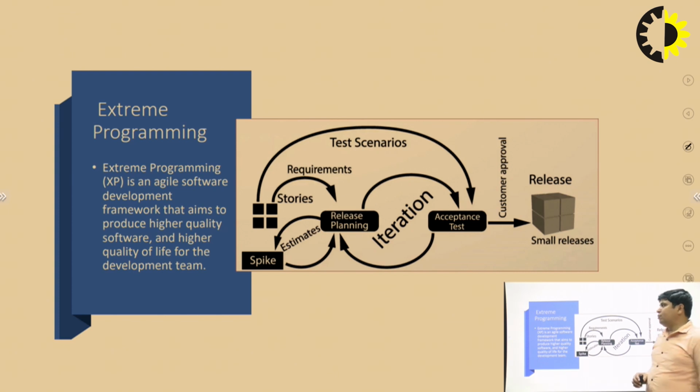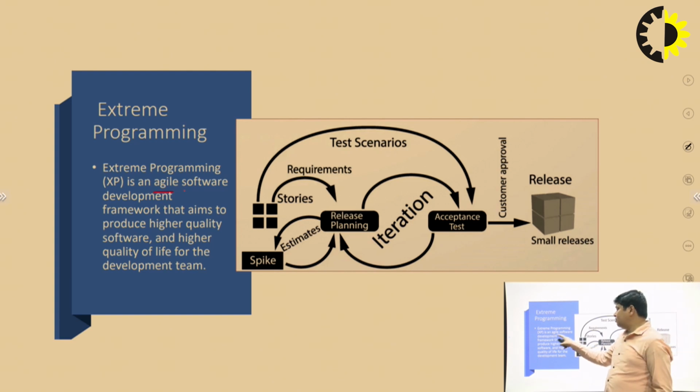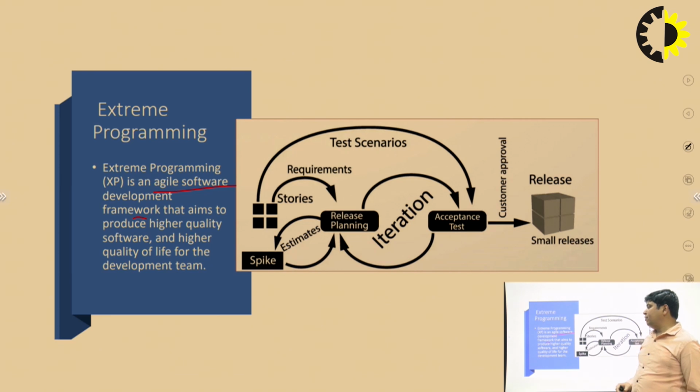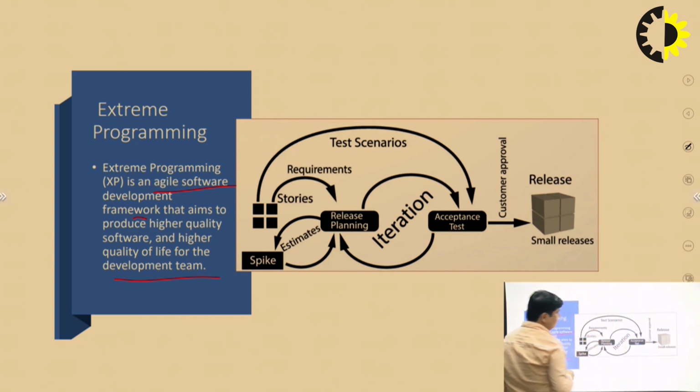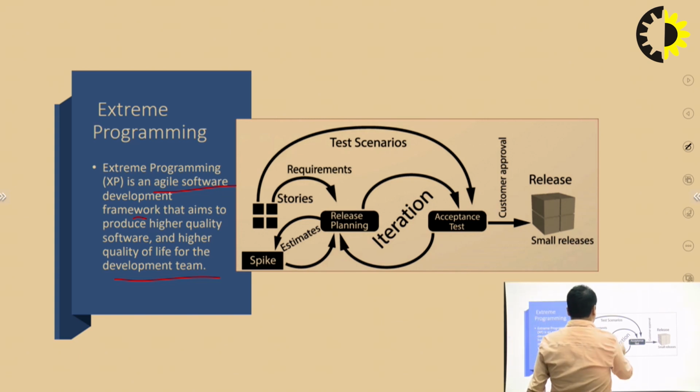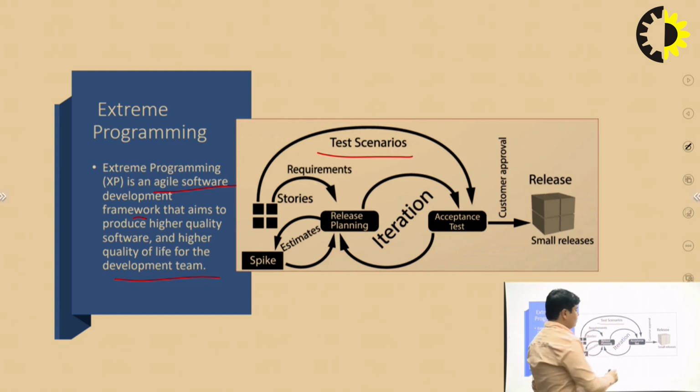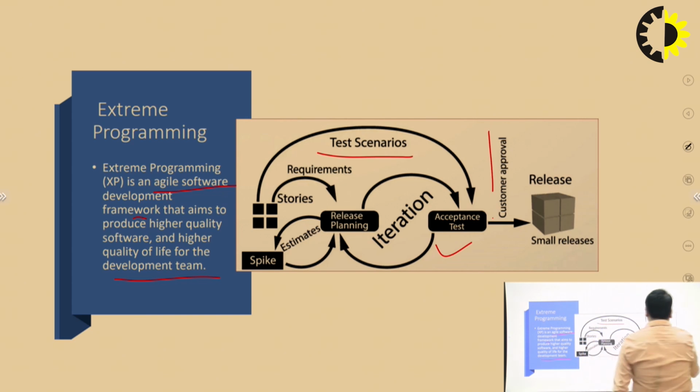Now the next topic is extreme programming. Basically extreme programming is an agile software development framework that aims to produce higher quality software and higher quality of life for the development team. So these are some phases of extreme programming. First we know the requirements, then iterations, estimation, and then the test scenarios will be passed, acceptance test, then customer approval. Finally we will release the product.